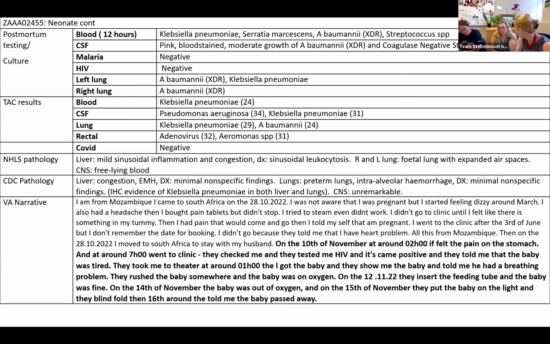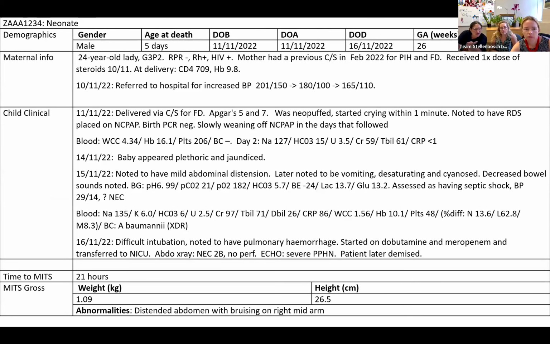Is there anything else? Can we just go back to the hospital? I just wanted to say that white cell count on day 1 was actually quite low when the baby was born, even though the CRP was raised, so we may not have picked up infection early on. Okay, so I think we must leave some for the Durban team.